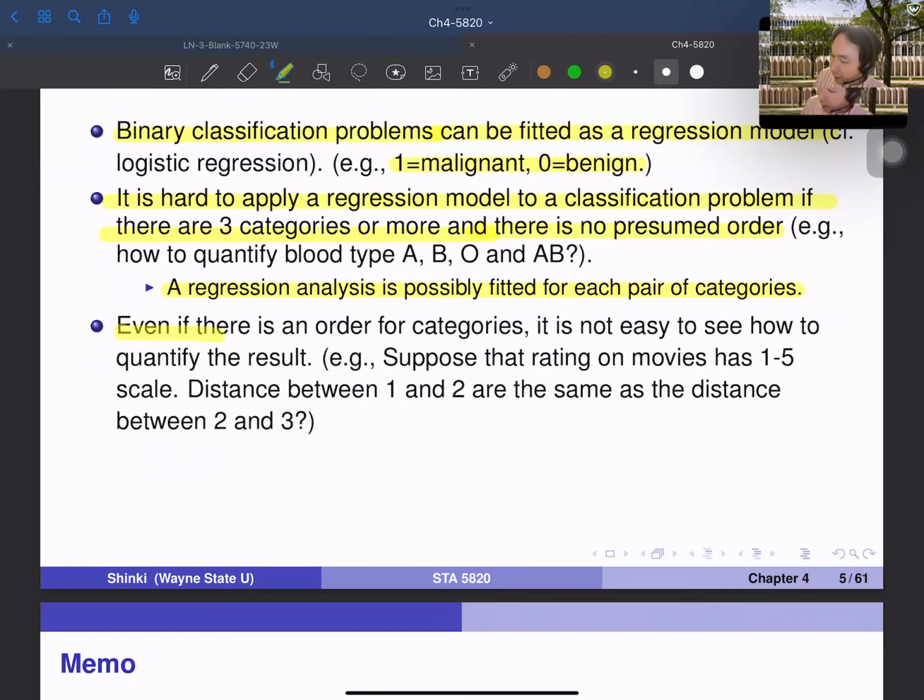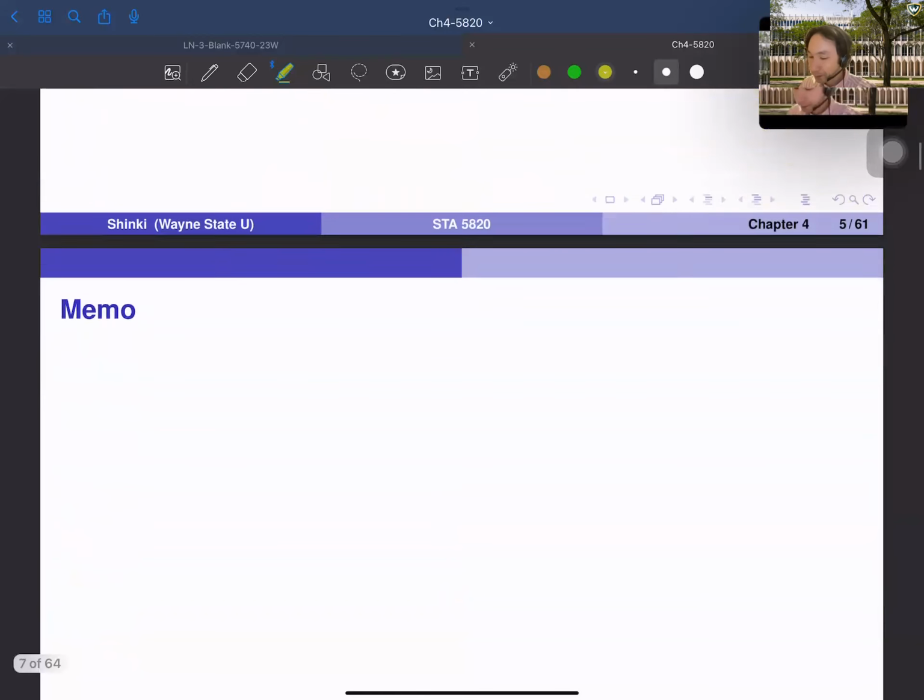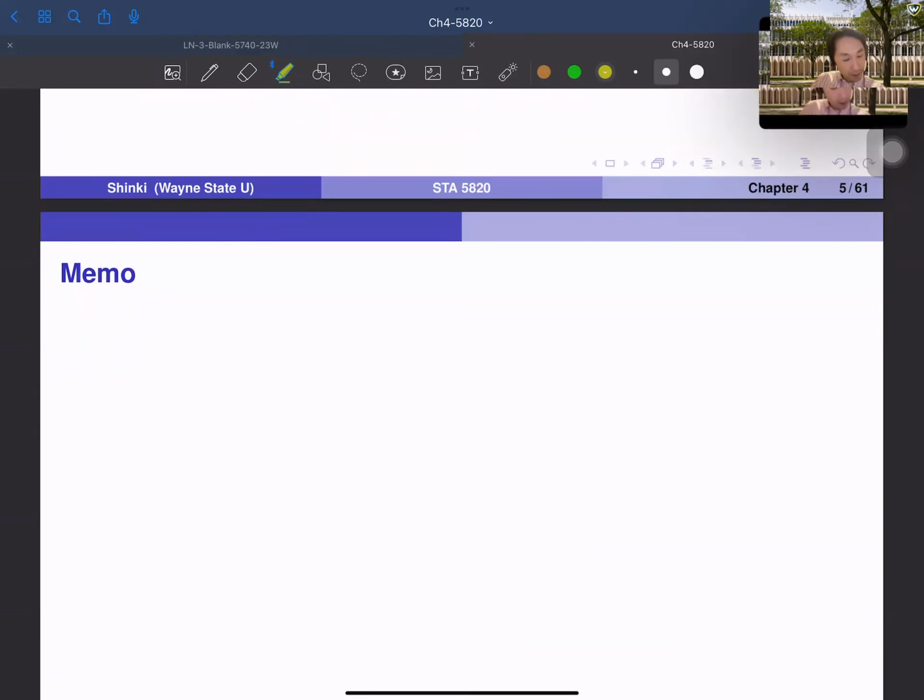And also, even if there is an order for categories, it is not easy to see how to quantify the results. Suppose that the rating of movies has a 1 to 5 scale, but the distance between rating 1 and 2 is not necessarily the same as the distance between 2 and 3. So if we have three categories like A, B, C, we are not really sure about the order. So usually we don't have any order.